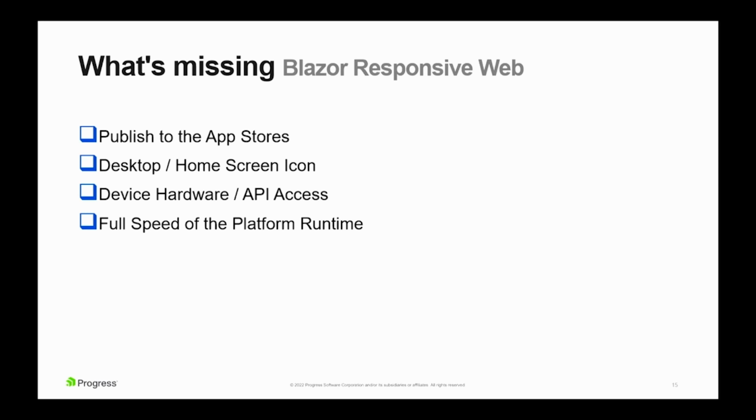So with responsive web design in Blazor, we can get to all of those devices based on their screen size, but there's some things that we're missing. We can't publish those apps to the App Store. That's not something that you can just do with a web application. So there's no desktop screen or desktop icon or home screen icon. And you don't have access to device hardware APIs. So you can't read the file system on those devices. And again, you don't have the full speed of the .NET runtime because you're using WebAssembly. So there's a little bit of a limitation there.